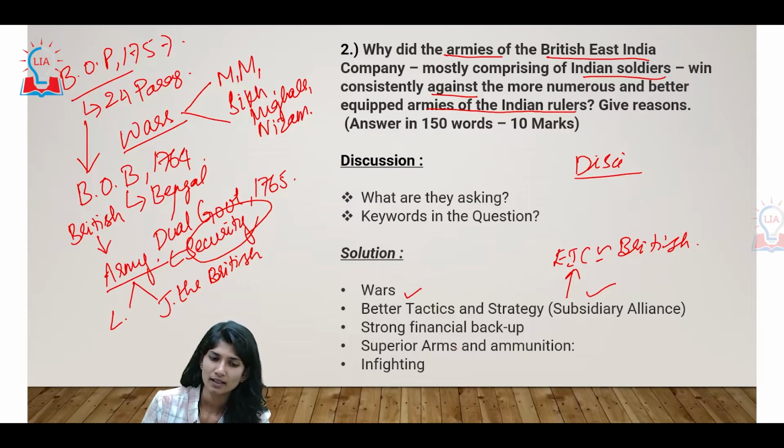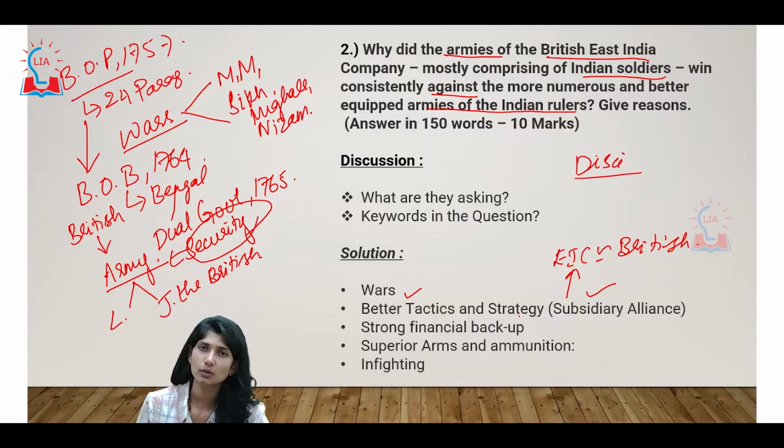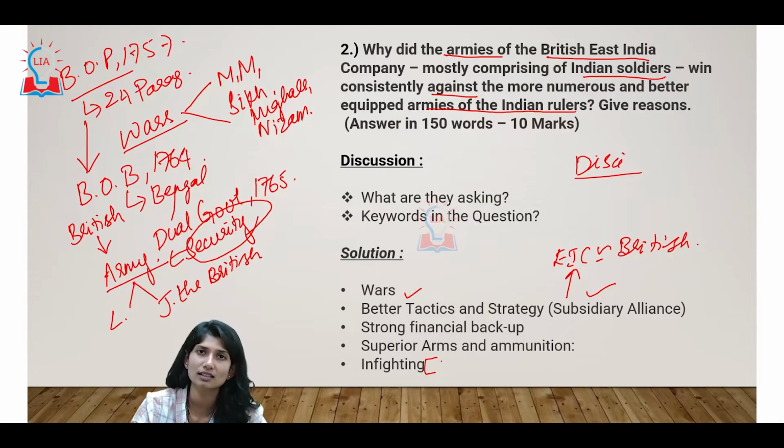Okay. Now, they had a strong financial backup. One, it was a private company which was also supported by the government. Okay, so they had the support from both sides, in which both sides the economy grew. It got drained from India. Superior arms and ammunitions. Yeah, and infighting. Now, see, this is one thing when we say infighting. This is a common feature we see in the Indian scenario.